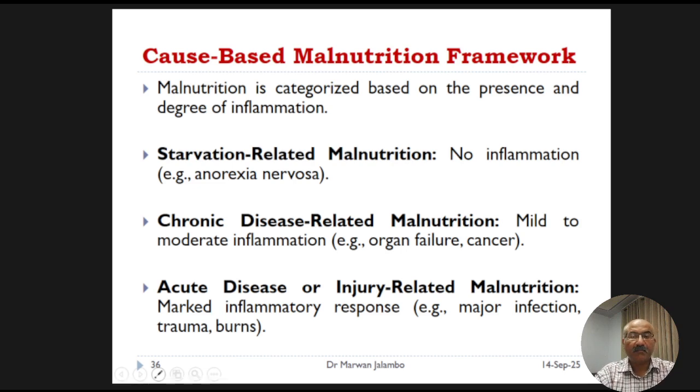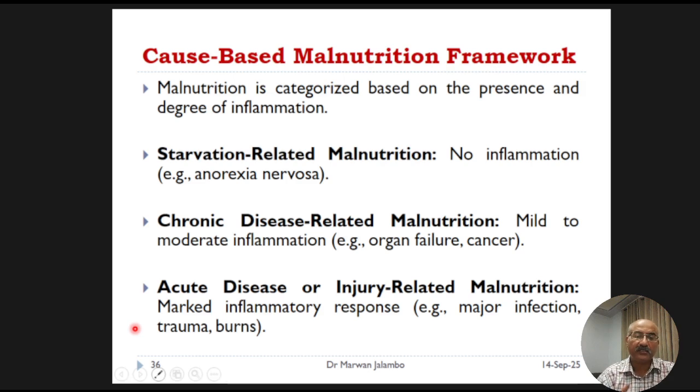If there is a marked inflammatory response from a recent event, it is called acute disease or injury-related malnutrition, which we would see in patients with severe infections, trauma, or major burns. This framework helps us to better understand the metabolic state of the patient and tailor our interventions accordingly.